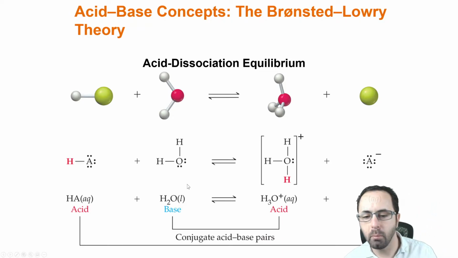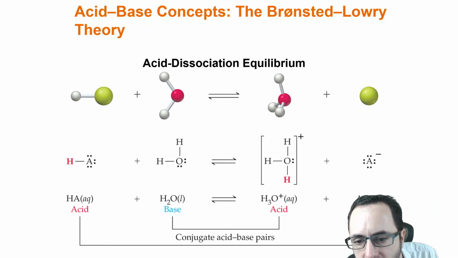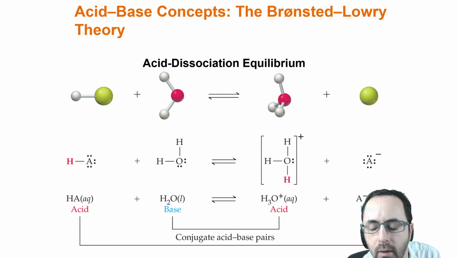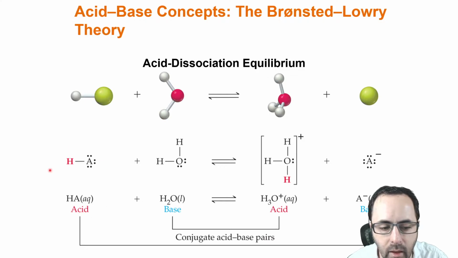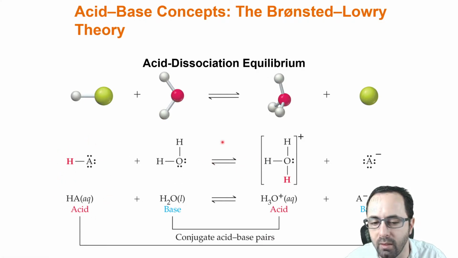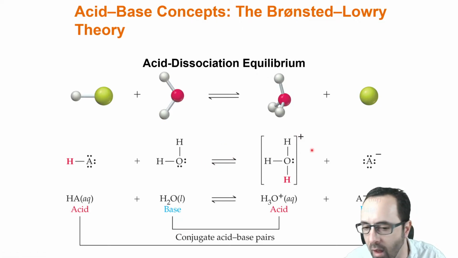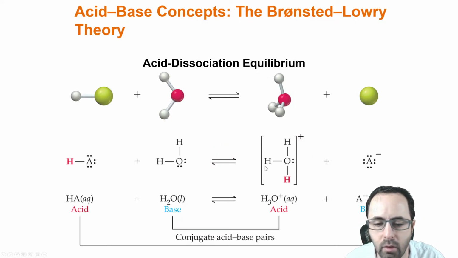Now, it's important also to show this as Lewis structures, because you really get to see what's going on with the electrons when we show this. So here we have an acid. This is a weak acid. That's why we're doing this equilibrium here, meaning it's not going to 100% go to the right. There's going to be some amount of reactant and some amount of product here.